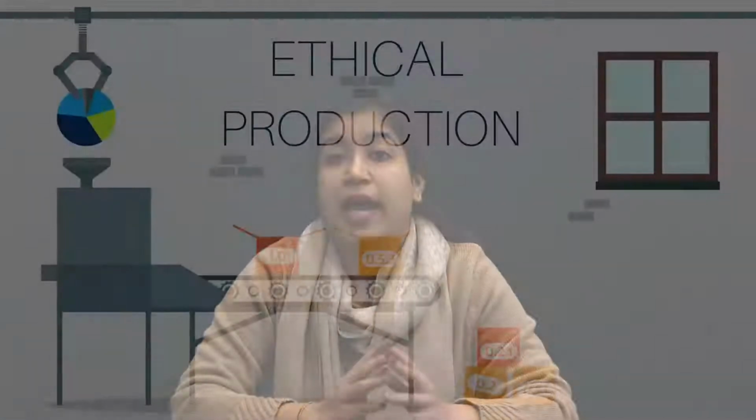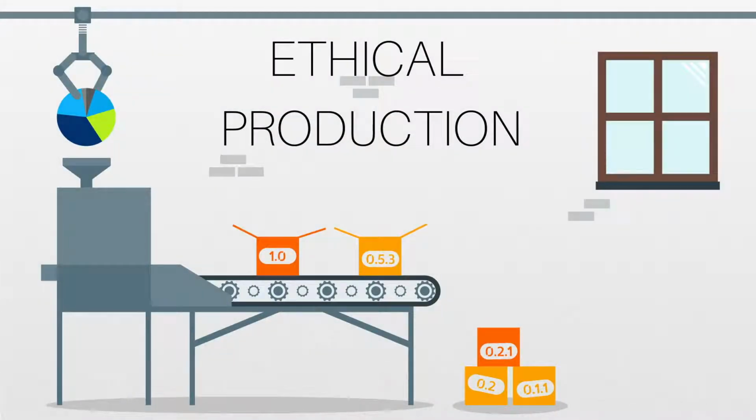Number 3, ethics in production. Ethics in production is a very important part of business ethics. It deals with ensuring that the products that companies produce, or any activity related to production, is not harming the environment, consumer and the society.